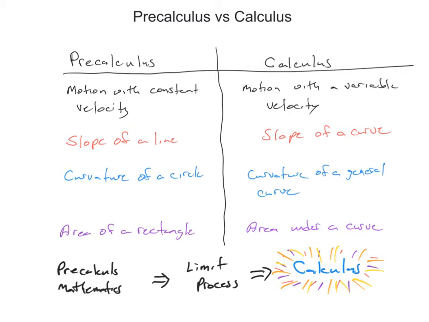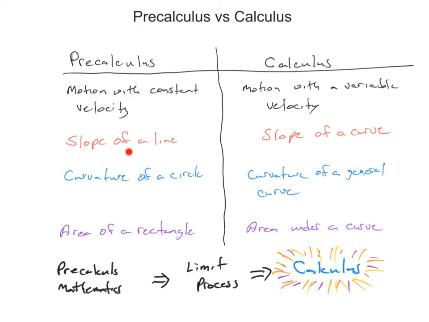A calculus problem is where we're looking at motion with a variable velocity. The idea that a car starting from Fenton High School and going 60 miles away is traveling at the exact same speed that entire time is not possible. So that's where calculus comes in. We're looking at what happens when we have a variable velocity.